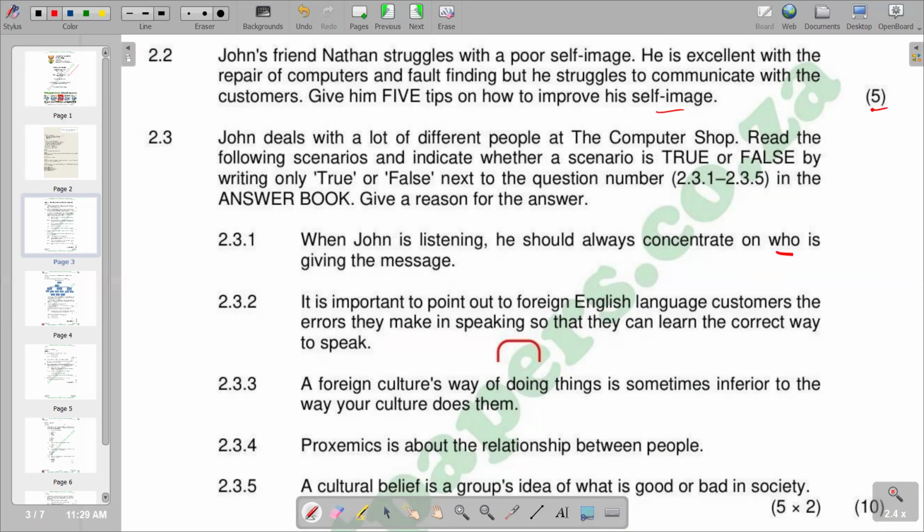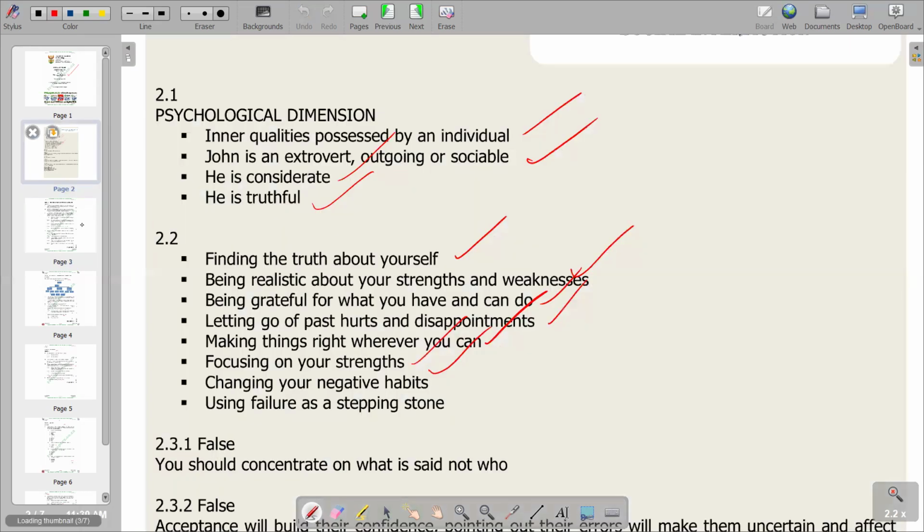You see that the statement is saying you should concentrate on who is giving the message. You are supposed to concentrate on the message, not on the person giving the message. So it means that this statement is false. If we go back to the question, it says to give a reason for the answer. So why we are saying false is that John should concentrate on the message rather than who is giving the message. You should concentrate on what is said, not who, which is the response that we have.